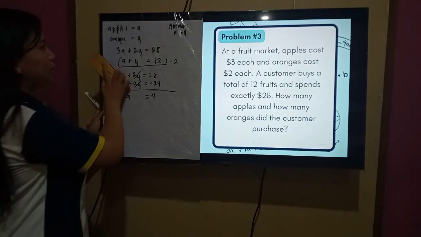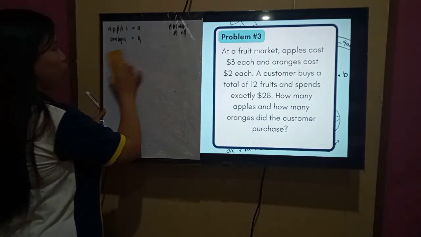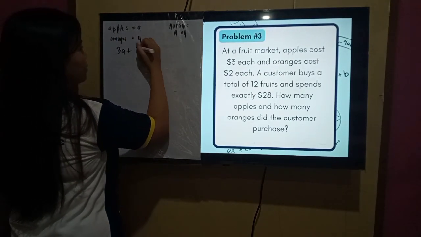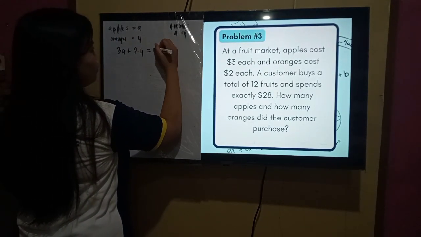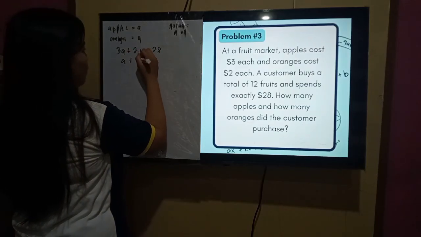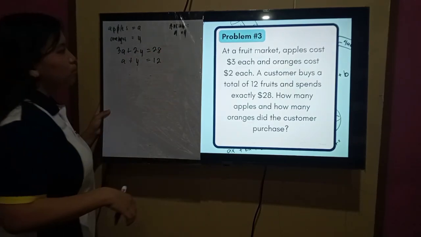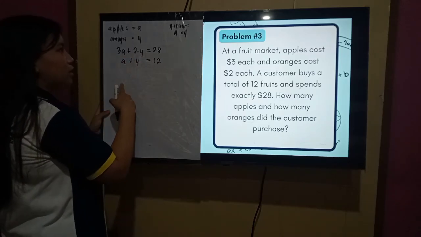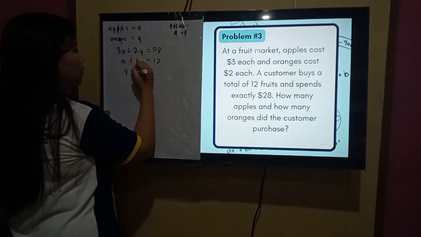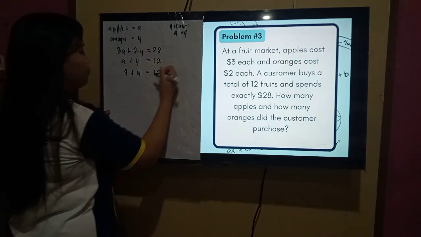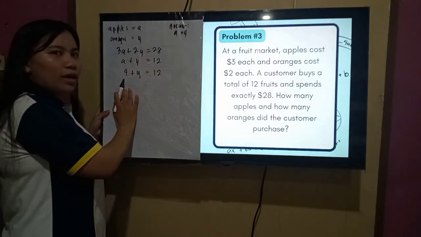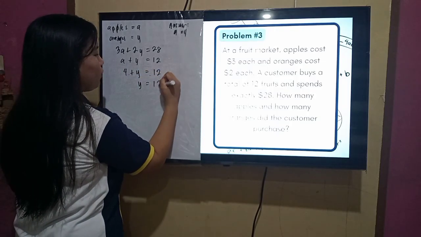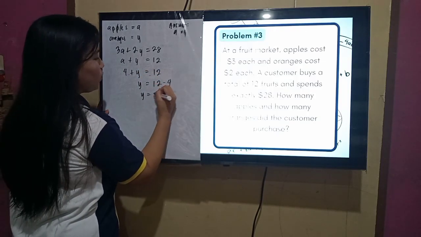Next one, let's solve for Y. We have the equations 3A plus 2Y equals to 28 and A plus Y is equals to 12. Let's just use this one to be faster. We substitute the value of A. So, that would be 4 plus Y is equals to 12. We use the subtraction property of equality and it becomes 12 minus 4. Y is equals to 8.